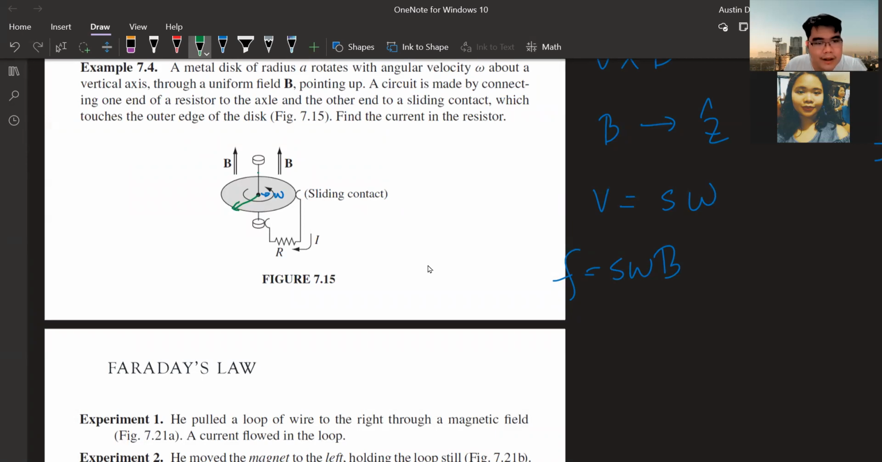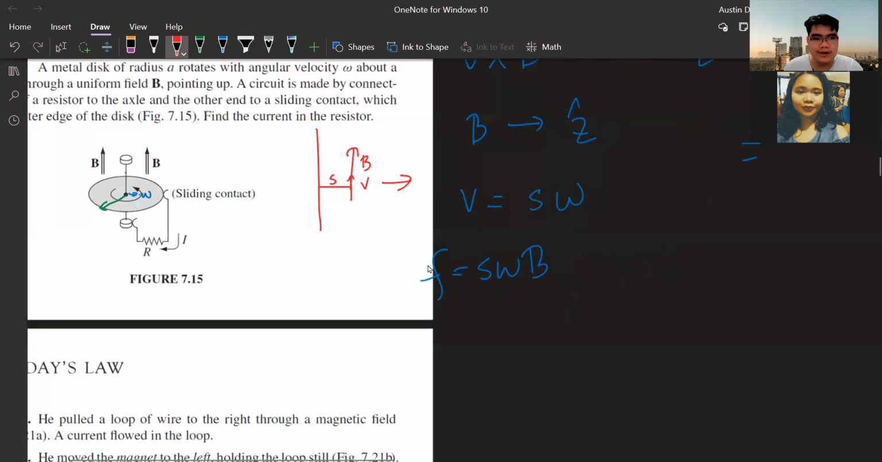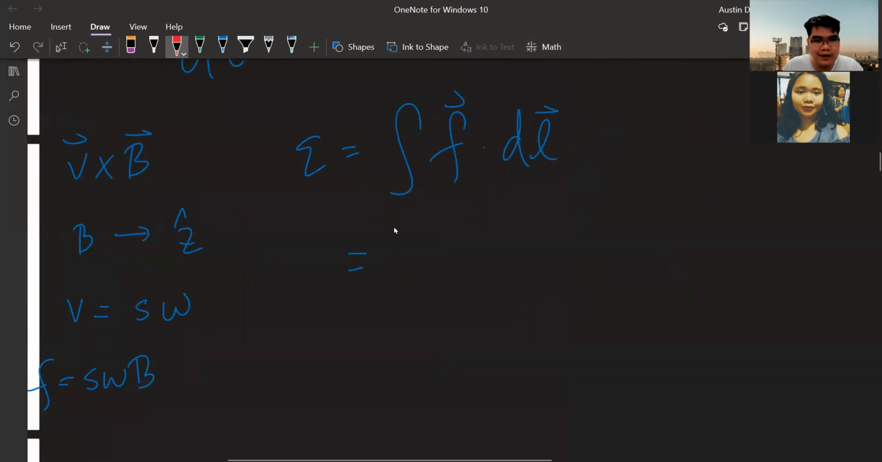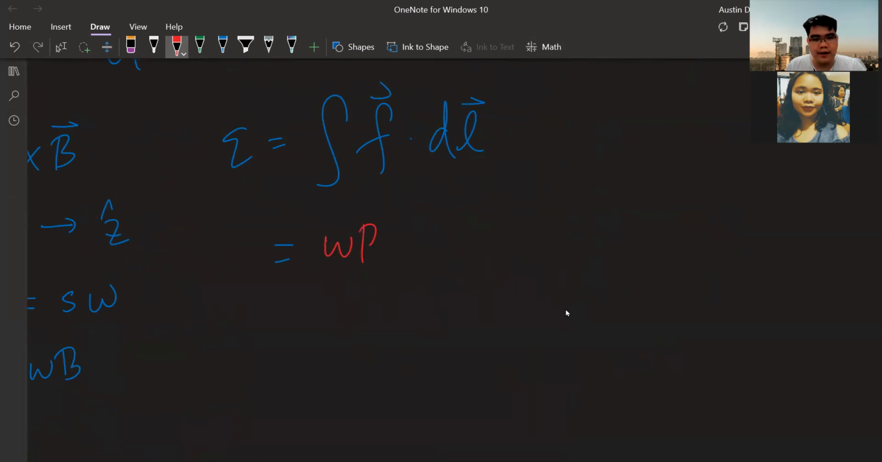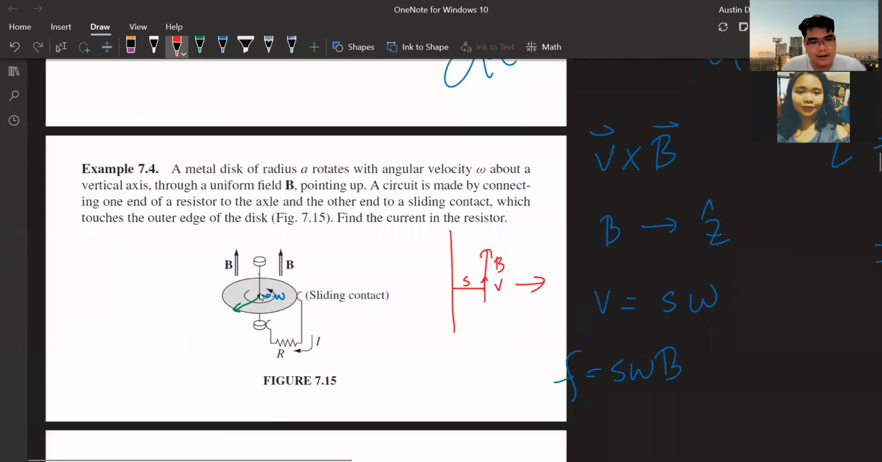Okay, kasi kung titignan nyo, at this point, ito yung, this is S. At this point, pag ganun yung V, tapos yung magnetic field mo is upward, B. So V cross B is in this direction. Radial direction yung force mo. So we have to integrate along the radial component. So we have omega B, integral na S, ds, and we just have to integrate all over the disk.